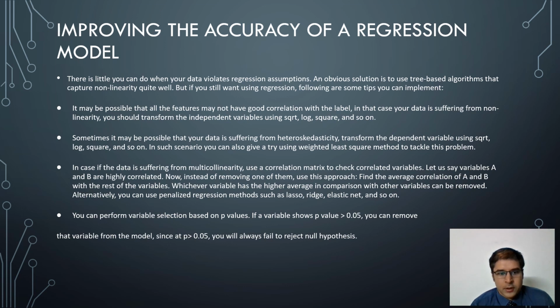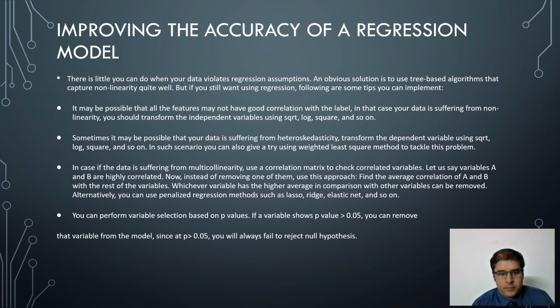It may be possible that all the features may not have good correlation with the label. In that case, your data is suffering from non-linearity. You should transform the independent variables using sqrt, log, square, and so on. So this is dimensionality reduction, and we should do this using sqrt, log, square, and so on.